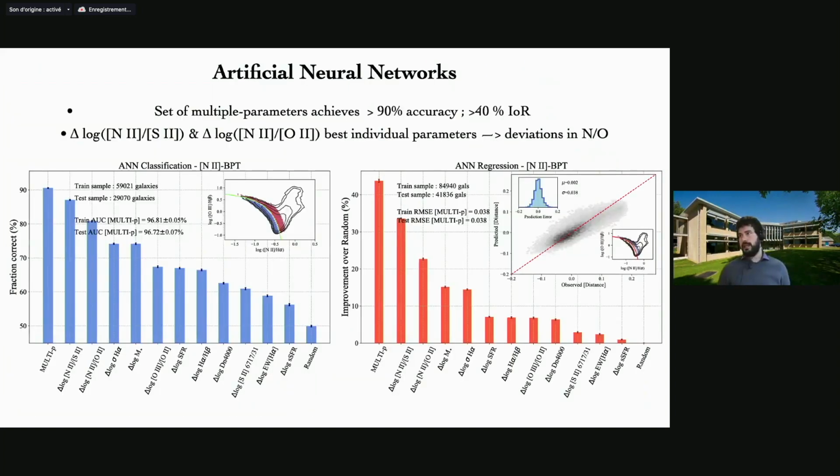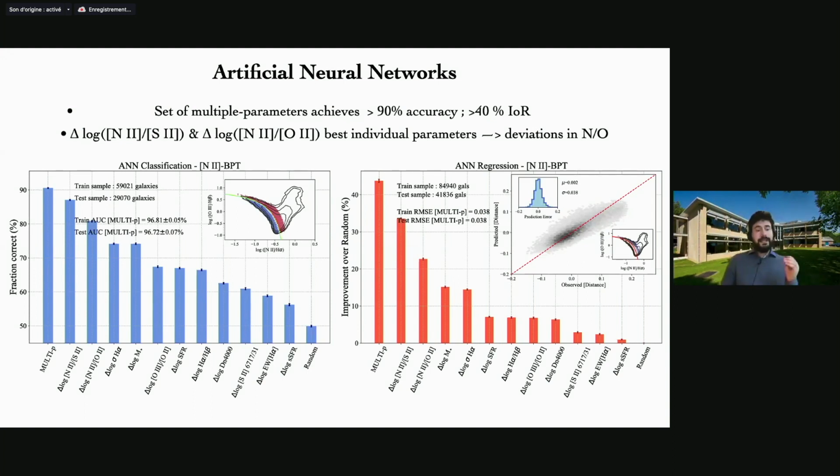Here I'm just showing the results from the artificial neural networks run on the N2BPT in particular. And we can see that when the network is fed with a multiple set of parameters, it achieves quite a high accuracy in the classification task, higher than 90%, and quite a good result also in the regression task, which is quantified here by this improvement over random statistics, which basically quantifies how much each parameter or set of parameters performs better with respect to a purely random variable, which by definition does not contain any true physical information in it, okay?